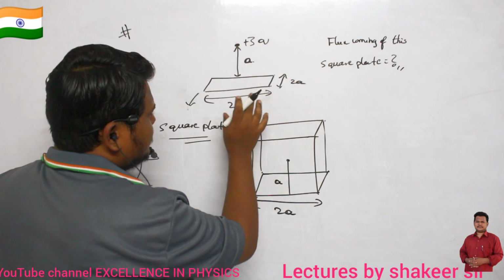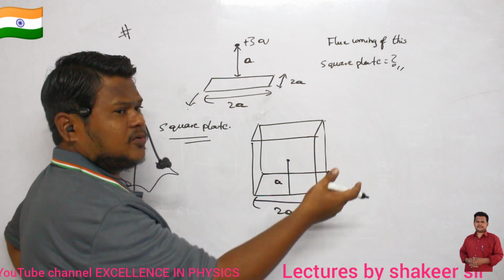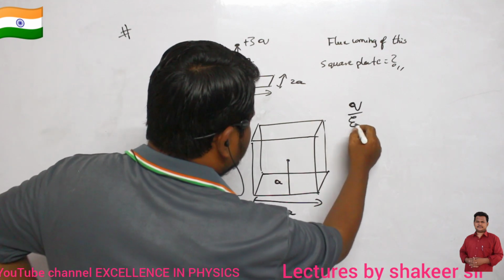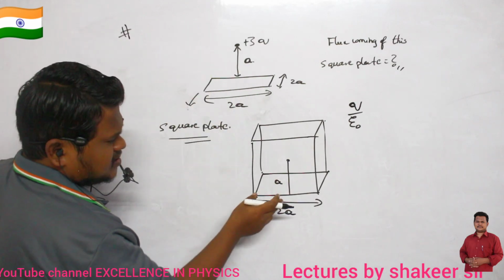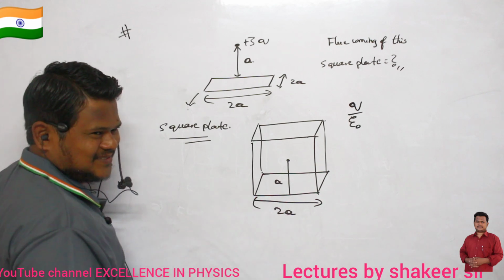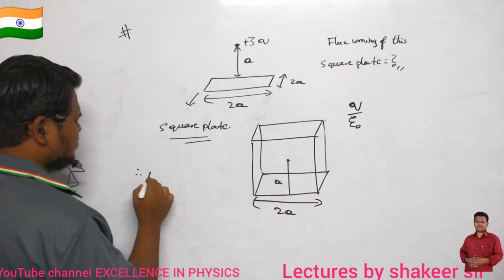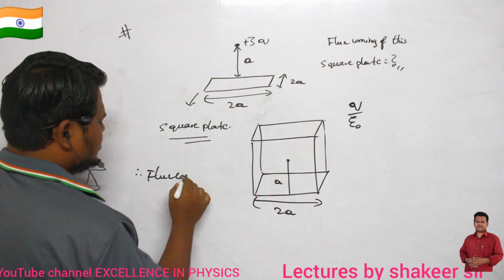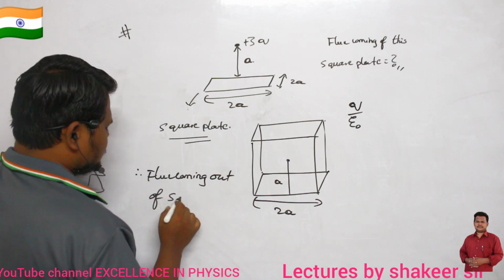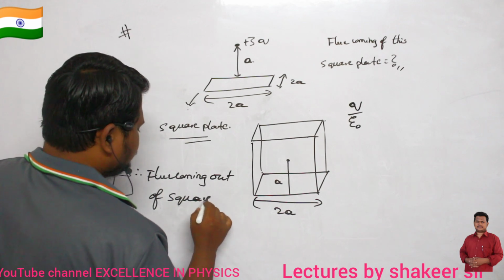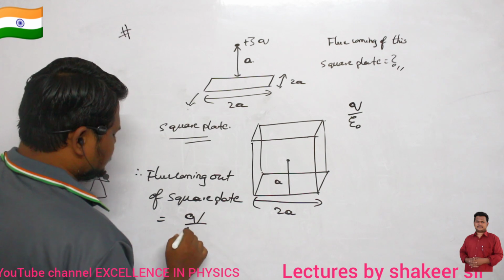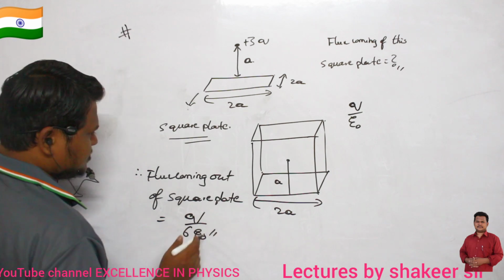Clear? Then what is the flux coming out of the total cube? Flux coming out of the total cube is Q by epsilon naught. That's all. Then what is the flux coming out of one face of the cube? Q by 6 epsilon naught. So therefore, what is the flux coming out of the square plate? Q by 6 epsilon naught. Again the same answer. Clear?